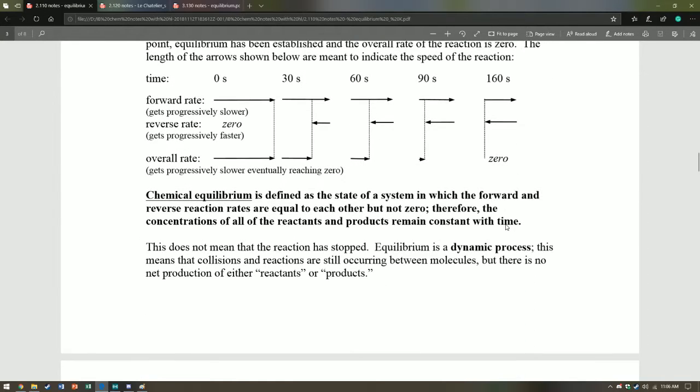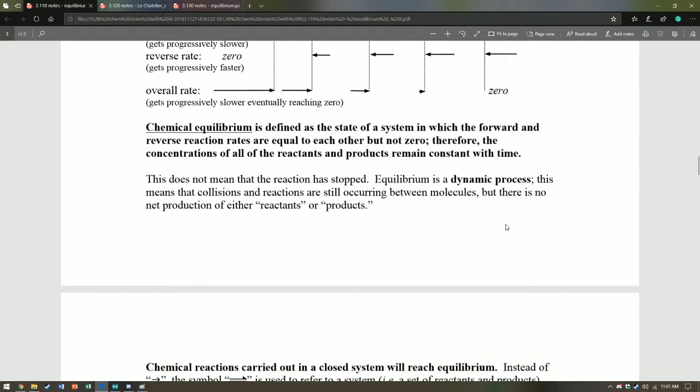Chemical equilibrium is defined as the state at which there is no net reaction, however the forward and the reverse rates are equal to each other. It's a dynamic process, and there is still production and there is still consumption. It just so happens that they occur at the same rate, so therefore it is considered an equilibrium.